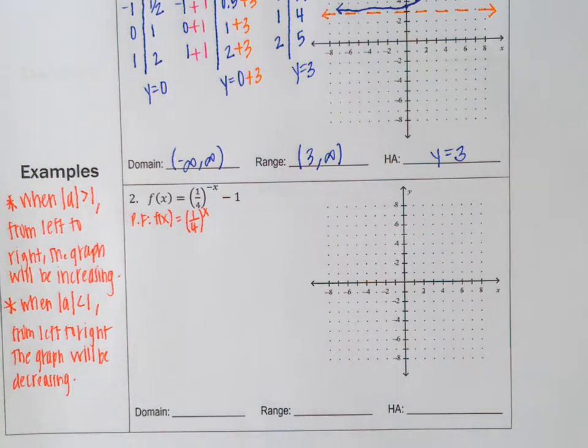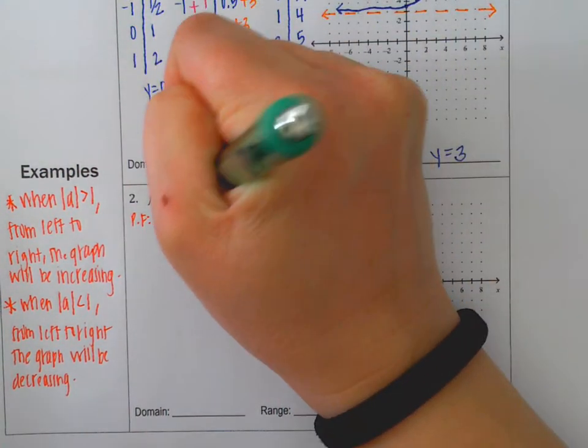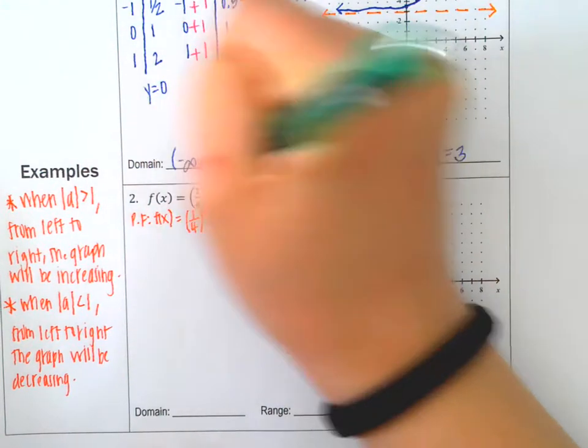Okay, so we have two transformations here. We have that negative, and then we have that minus 1. The negative, we're always thinking, is that within the function or is that outside the function? Remember, within is part of the exponent. Outside is not part of the exponent. So that one is within. So because it's within the function, is that a change to the x or a change to the y? And that one is a change to the x.